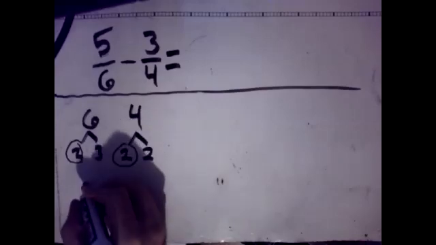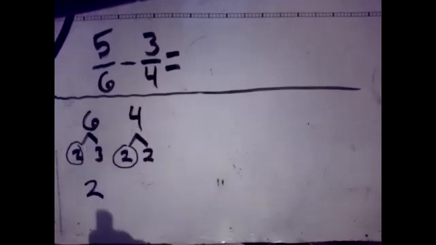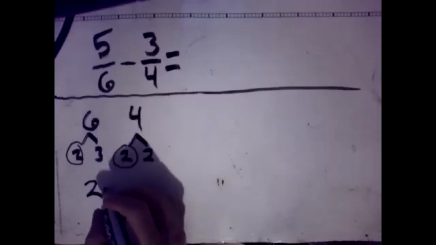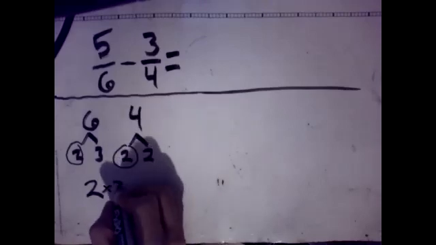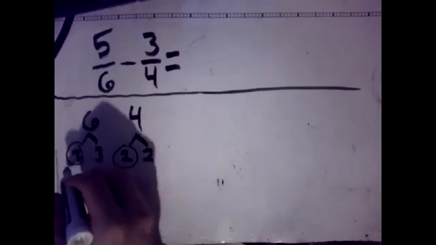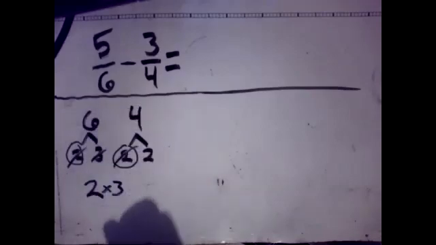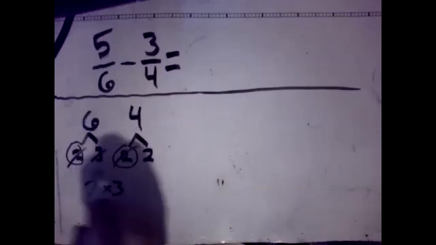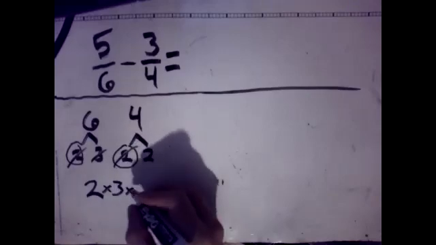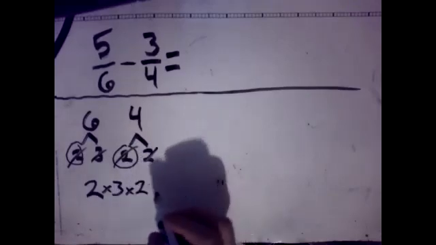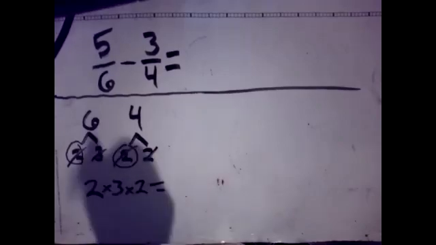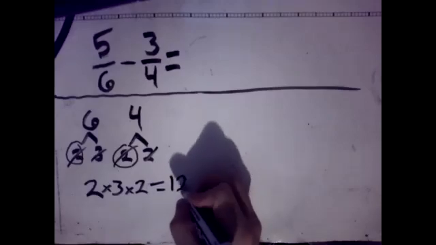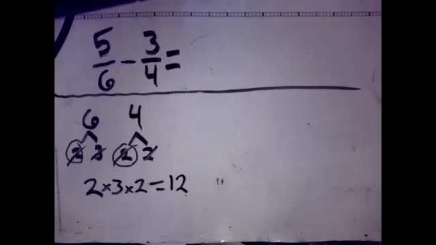So I'm going to start with that. And then I'm going to look for the numbers they don't share. Well, the 6 has a 3 that the 4 doesn't have. So I'm going to include that 3. So I've now used my 2, I've used my 3, and the 4 has a 2 that the 6 doesn't have. The 6 has the first 2, but it doesn't have a second 2. So I'm going to include that as well. And now I can go 2 times 3 is 6, times 2 is 12. And that is the lowest common denominator of 6 and 4.